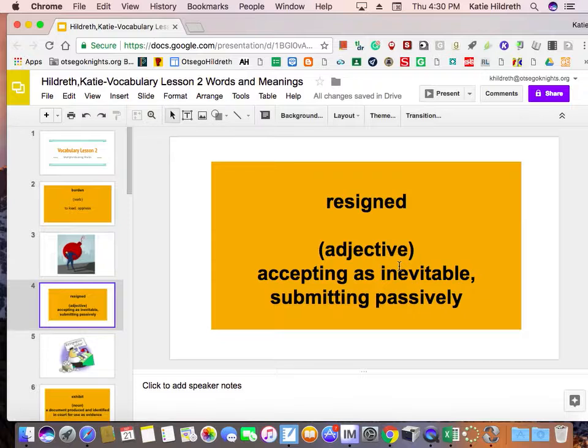Okay, and here's a little bit of a reminder on part of speech. Adjective is a word that describes. So it describes a noun, which is a person, place, or thing, or it describes a pronoun. And it means accepting as the inevitable, submitting passively.